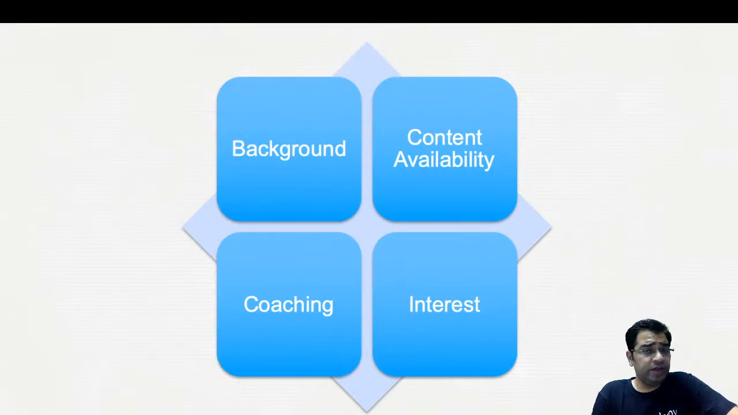Another thing, while choosing an optional, you need to have four important parameters. Parameter one is background. What kind of background the optional has, what kind of background you have. When I say background, I mean your graduation subject, your post graduation subject.